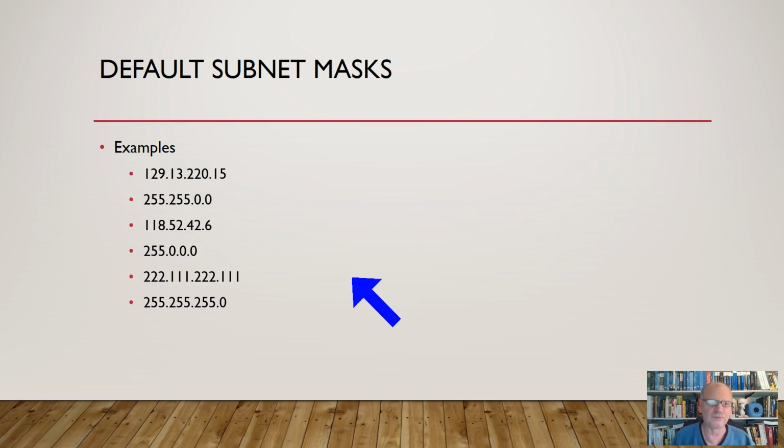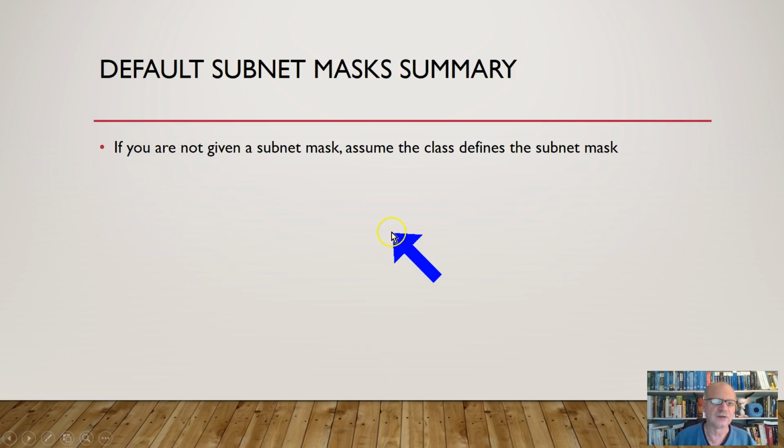It's that simple. If you're not given a subnet mask and you need to know which part is the network ID and which part is the host ID, you can now figure it out just by looking at that initial number and figuring out what class it's in. Assume the class defines the subnet mask unless being told otherwise. It is possible to make subnet masks outside of the class that they're in. That's okay to do, but if you're not given one, then assume that you use the class to figure it out.